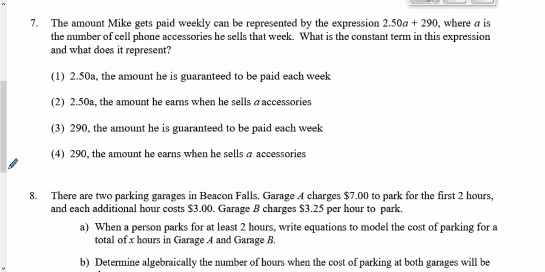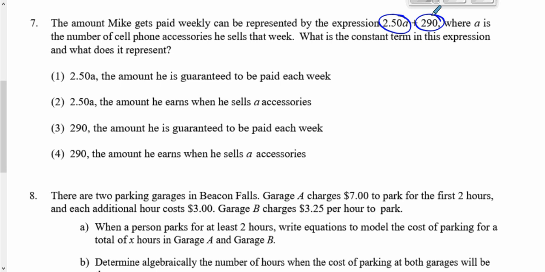Mike gets paid weekly, represented by 2.5A plus 290. So he's selling cell phone accessories himself, right? Commission means you get more money for every phone you sell, right? So what part of this expression would represent his commission? Which term, 2.5A or 290, would represent his commission? 2.5A, yeah. A being probably the number of cell phones he sells, or whatever it is.